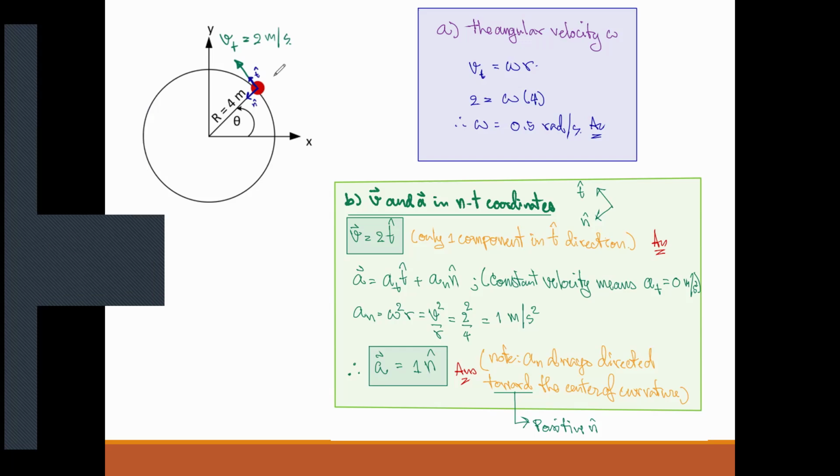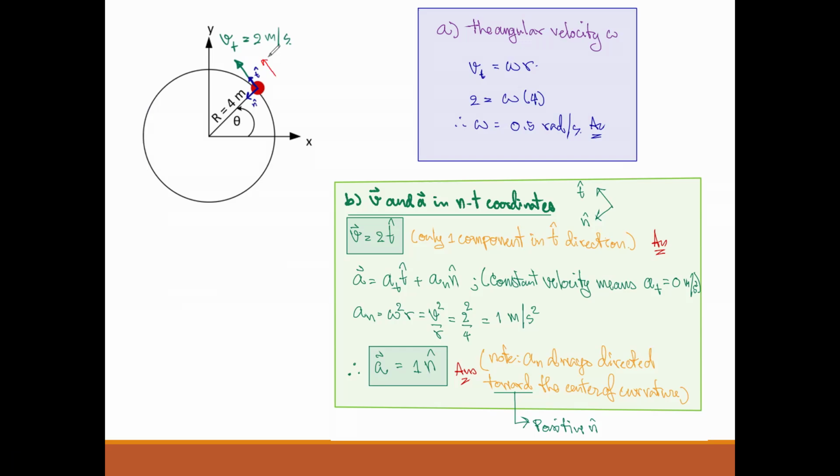The tangential direction goes this way, right? Okay, this is the tangential direction, because we assume that we're moving counterclockwise as the positive one. And the normal should be perpendicular to tangential, right? But in which direction?